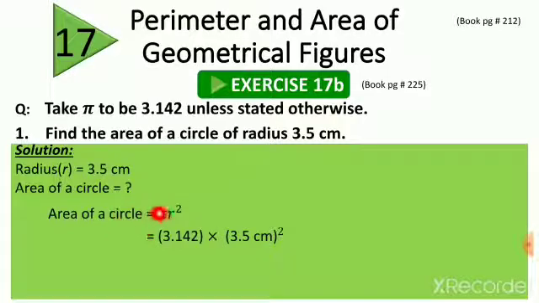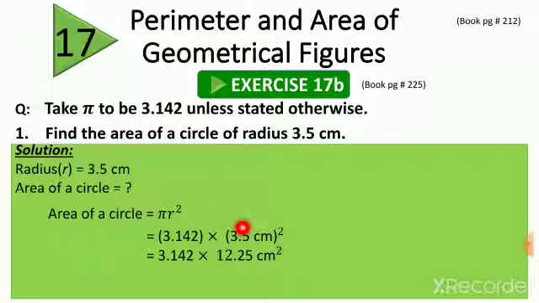Now we will put the value of pi. It's 3.142 and r is 3.5 centimeter. R is in square, so we have to write it in a bracket with the power 2. Now we have to take the square of 3.5 centimeters. When we take the square of it, it will be 12.25 centimeter square. 3.5 square means 3.5 multiplied by 3.5.